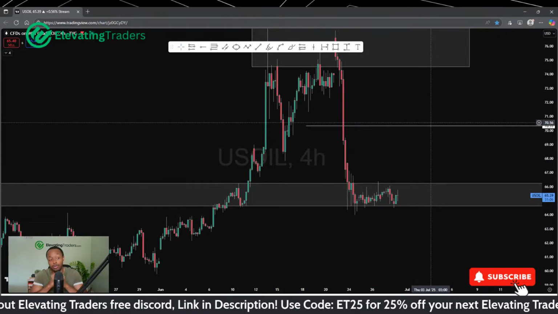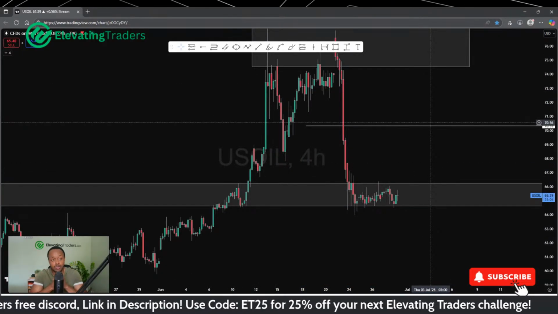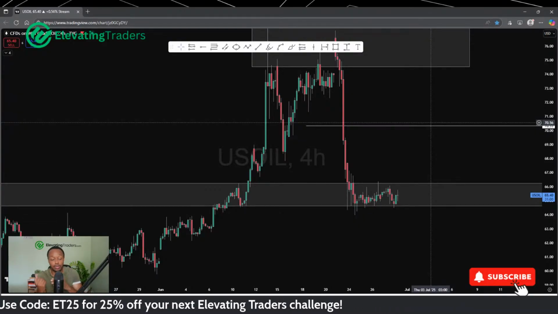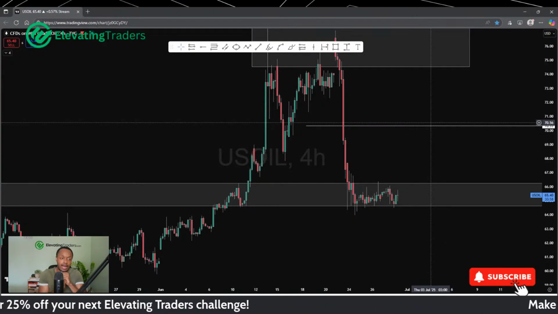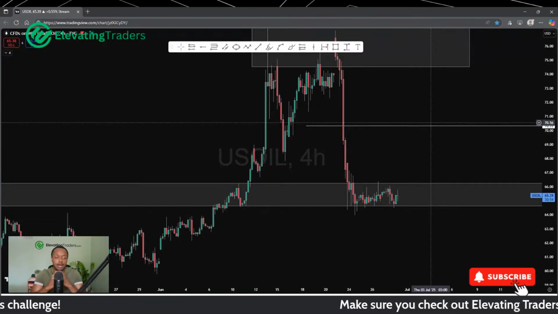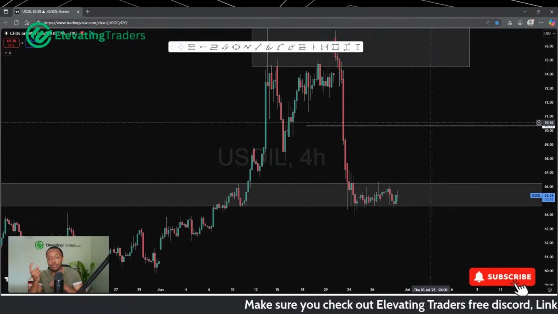But yeah, oil still holding support, which is keeping me bullish. We need to stay above this zone. If price does break below, that'll be a bit of a red flag there for the buyers. We do not want to see that as a buyer. But yeah, I'm just waiting for a bit more convincing momentum from the buyers.